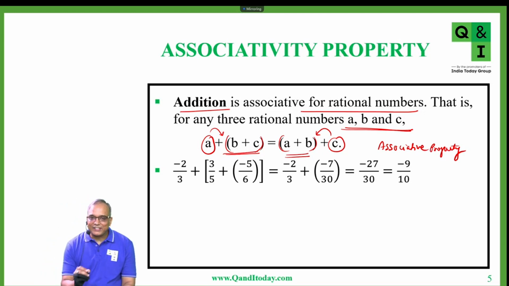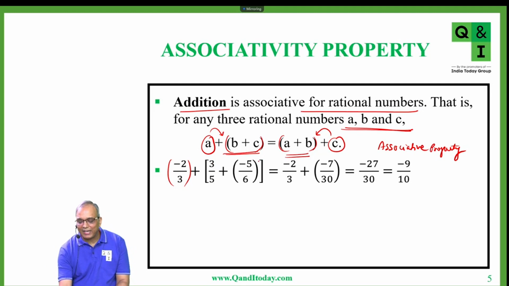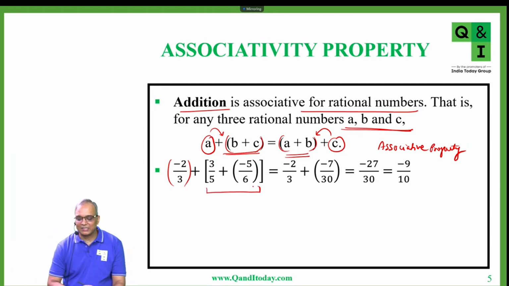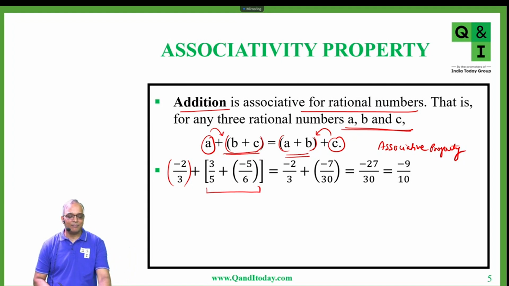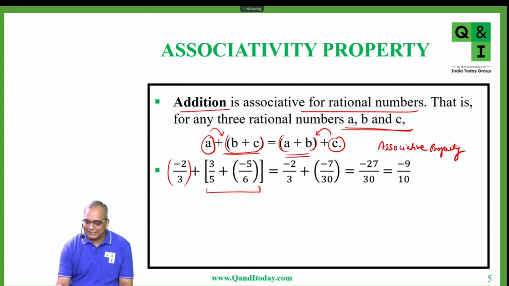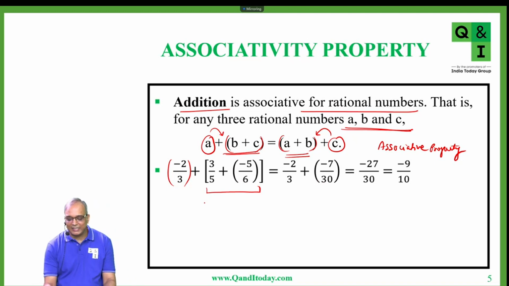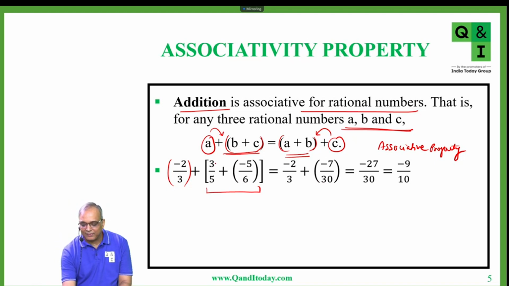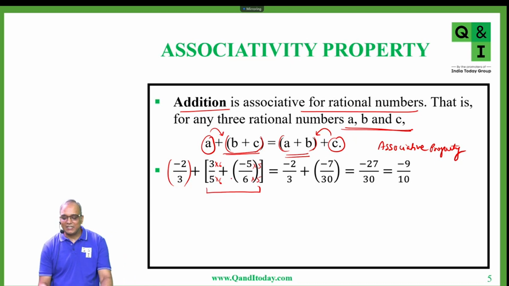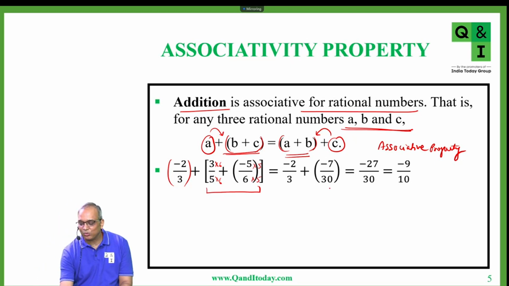Let us take one example. Let's say we have three rational numbers, minus 2 by 3, 3 by 5, and minus 5 by 6. Now, if we add these two numbers first, 3 by 5 and minus 5 by 6, what will you get as the result? You take LCM of 6 and 5, LCM is 30. You multiply 6 to both of this, you will get 18. And when you multiply 5 to both of this, you will get minus 25. So 18 minus 25 is minus 7 over 30.